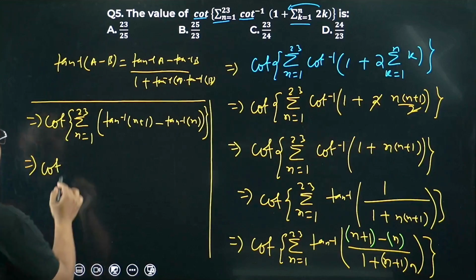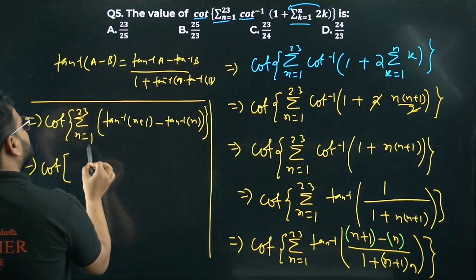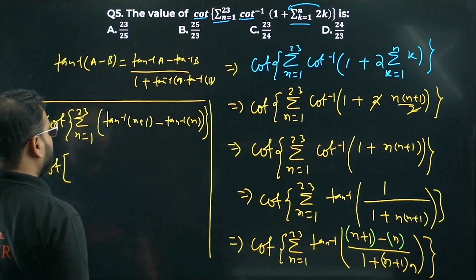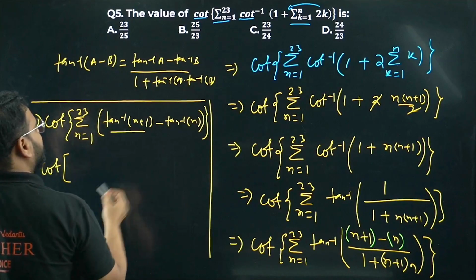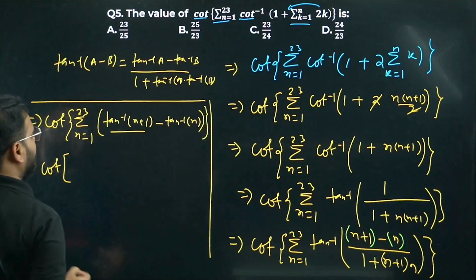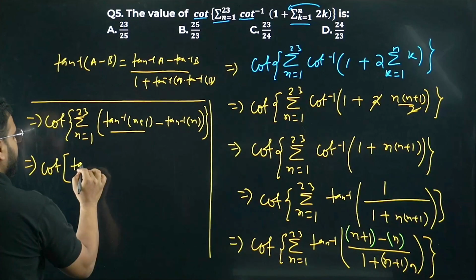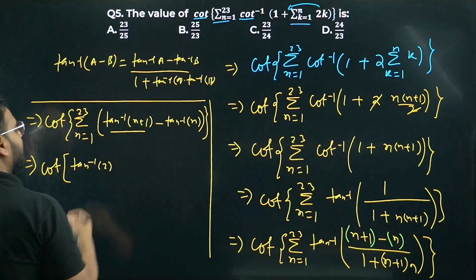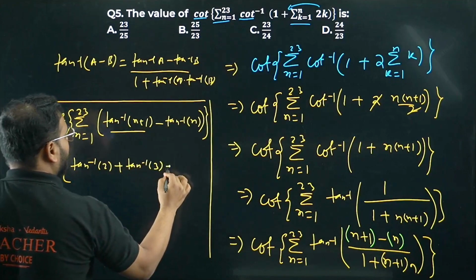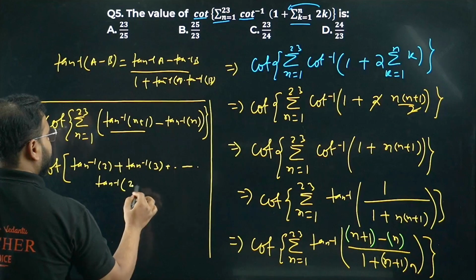Yes, so I can write like this. Check this out. What I'm going to get is the summation. If I put only the lower limits for this part, I'm going to put 1 to 23, and for this value I'm going to put separately. For this part, put n as 1, it'll become tan inverse of 2. Put n as 2, so tan inverse of 3, and so on till you put 23, it'll become tan inverse of 24.